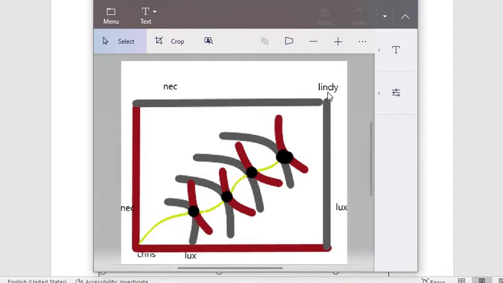So at every single point at which Lindy's total utility curve, the gray, is touching the total utility curve of Chris, you have tangency.